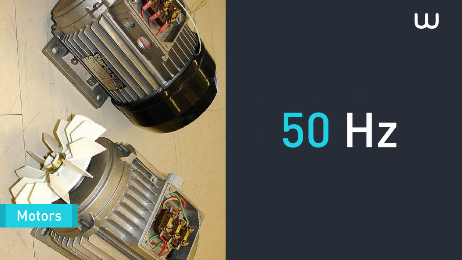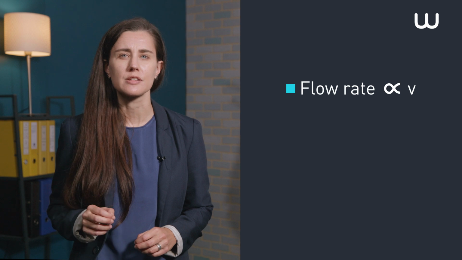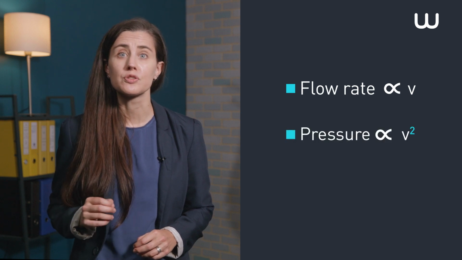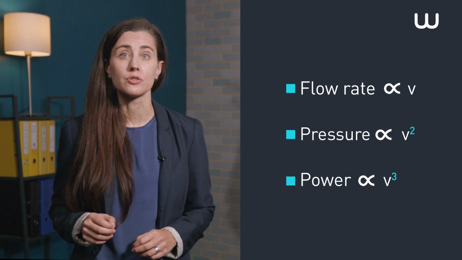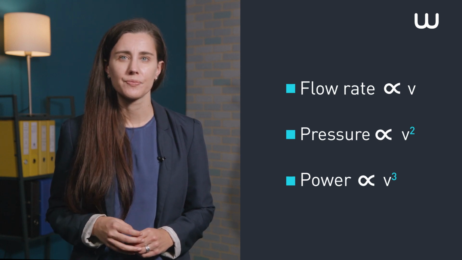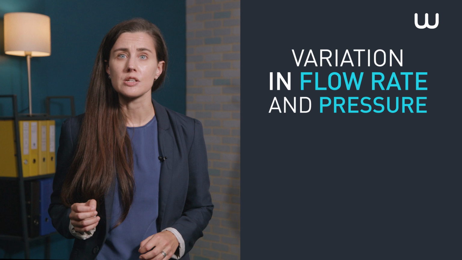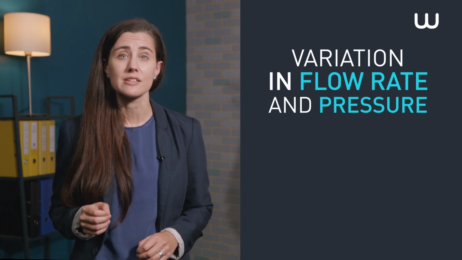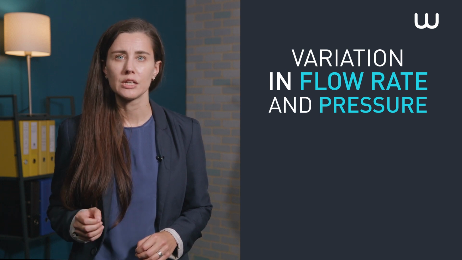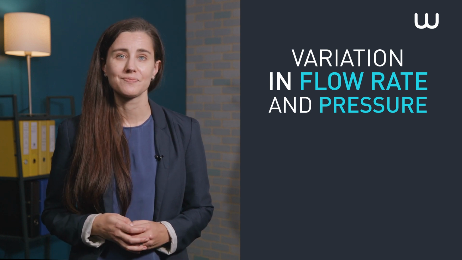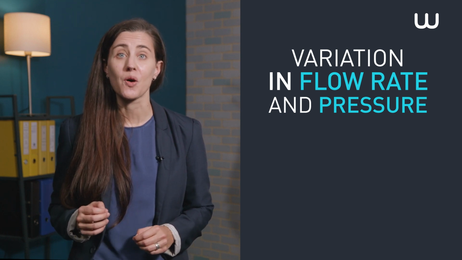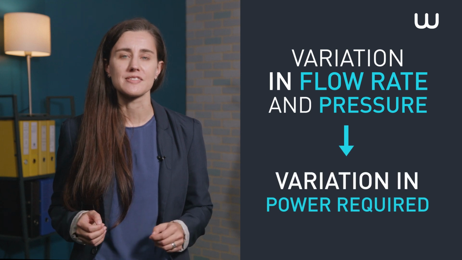It allows the rotor's rotational velocity to be changed. A pump's flow rate is proportional to the rotational velocity. The pressure is proportional to the squared rotational velocity, and the power required is proportional to the cubed rotational velocity. A variation in velocity causes the pumping station's flow rate and discharge pressure to vary in order to adapt to the change over time in the network's water demand. Consequently, it also causes the power required by the facility to vary.